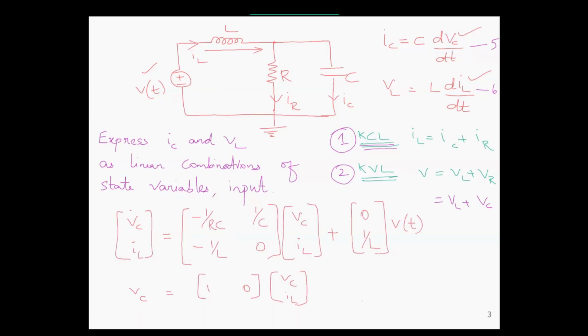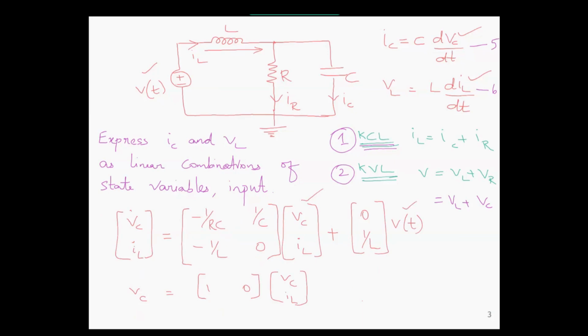In the above equation, the derivatives can be represented with a dot at the top. So on the left side, the matrix vector, we have VC dot and IL dot. On the right side, we have the matrix minus 1 by RC, 1 by C, minus 1 by L, 0. VC and IL are the state variables, and V of t is the input.